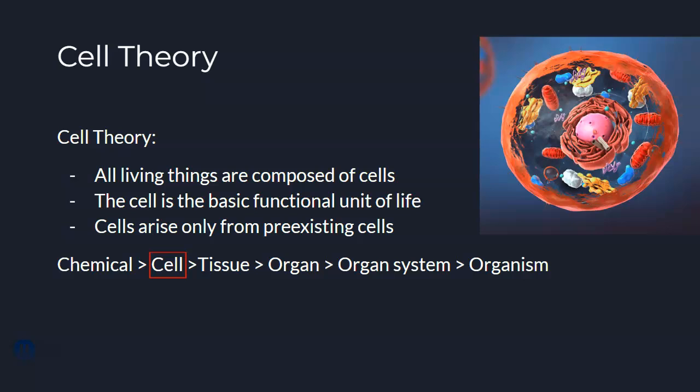Just to have an overview of how an organism is made, first it starts with chemicals. You have enough chemicals to create a cell, and then that cell becomes a tissue if you have enough of those, and then enough tissues become an organ, and then up to an organ system, and then you can have an organism from that. And this is all because of what we're discussing today, a cell.